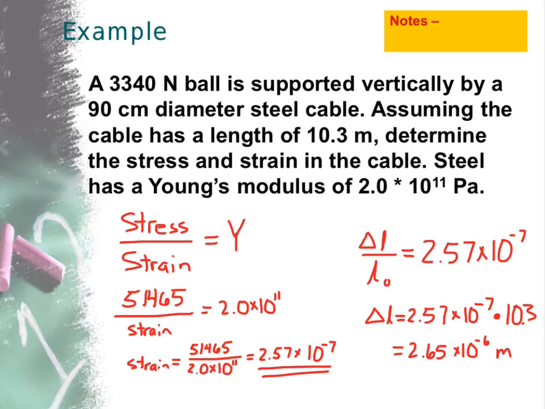So this big fat cable, when you apply a force of 3,340 newtons, only stretches a distance of about 2.65 micrometers. That's really, really small. But it does exist, okay? And you could imagine that maybe this starts getting important when this force starts getting really, really large. And that's why engineers have to know about this stuff. Because things do bend and things do break, right? And you have an example of that. Your truss broke, right? Yeah.